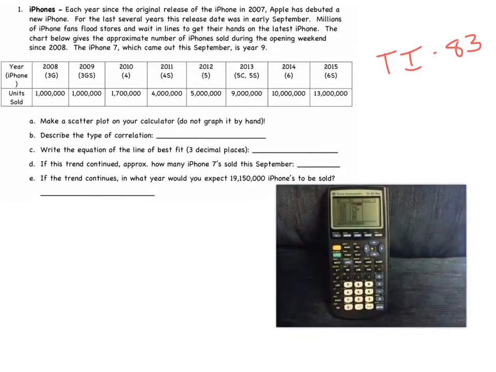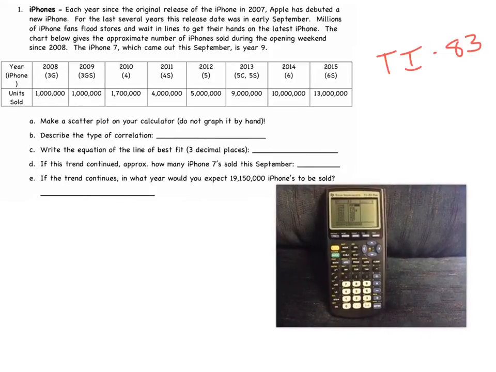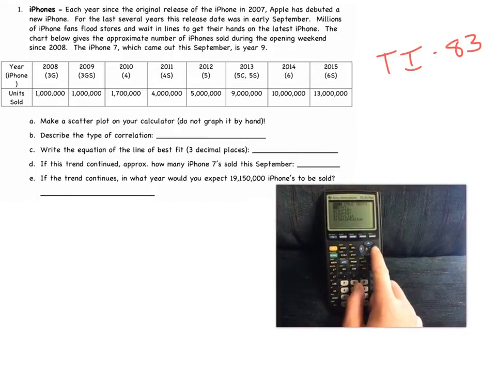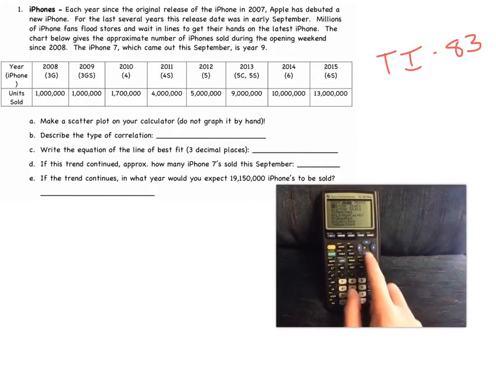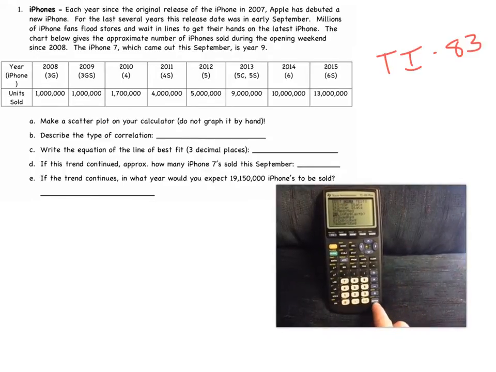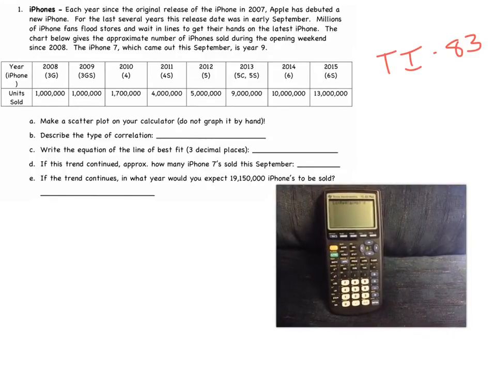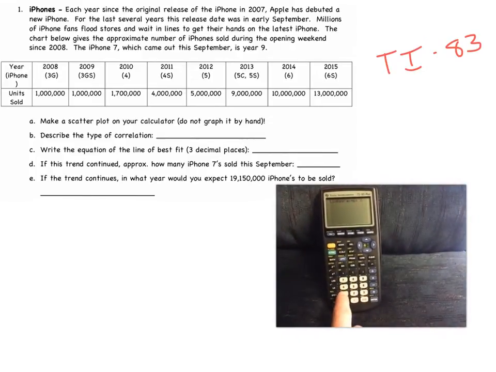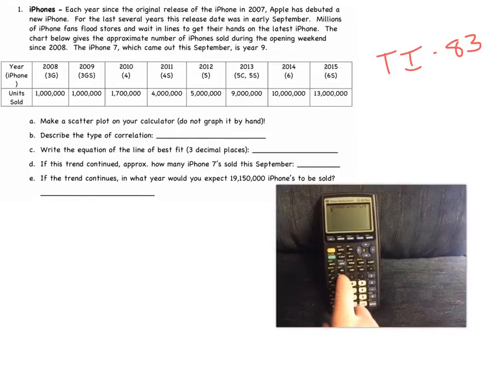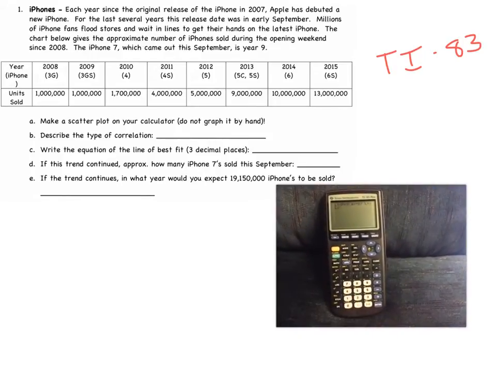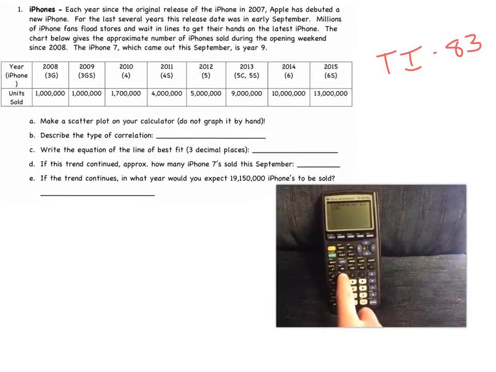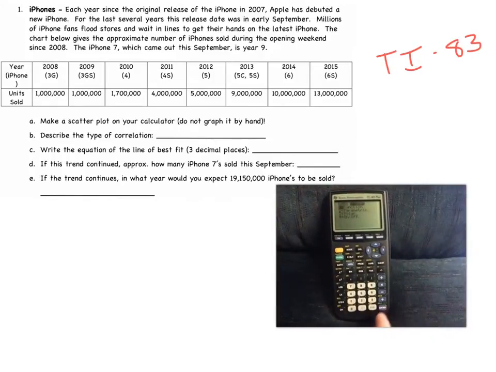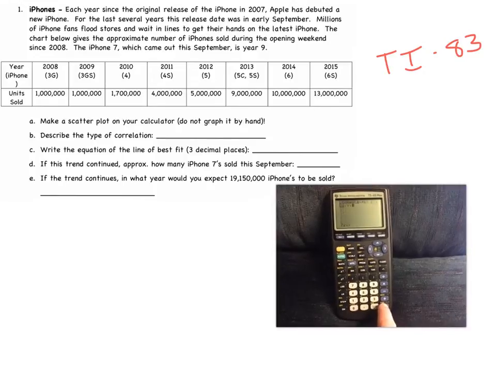Once everything's typed in, we want to go ahead and describe the type of correlation. So we're going to go back to Stat, and we're going to go over to the right to Calc, and we're going to go down to number 4 for linear regression. Now, with the TI-83 on this screen, we're going to have to type in L1, which is second and the number 1 button, and then L2, second and the number 2 button, and then a comma, and then we have to put Y1, so vars over to Y vars, function Y1.